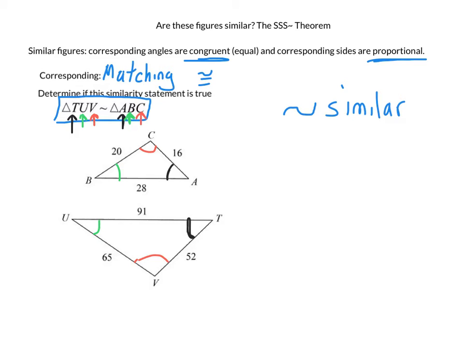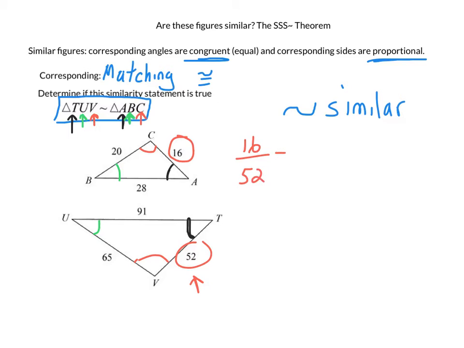So here's what we're going to do. The side-side-side similarity theorem says that the proportions or the ratios of the three corresponding sides have to be equal. Well, that's a mouthful, especially if you're out of practice in math. So what is a ratio? It's a fraction. All right, so let's look at our top triangle and find the smallest side. 16 is our smallest side. And we're going to divide that by the smallest side in our other triangle, which is 52.